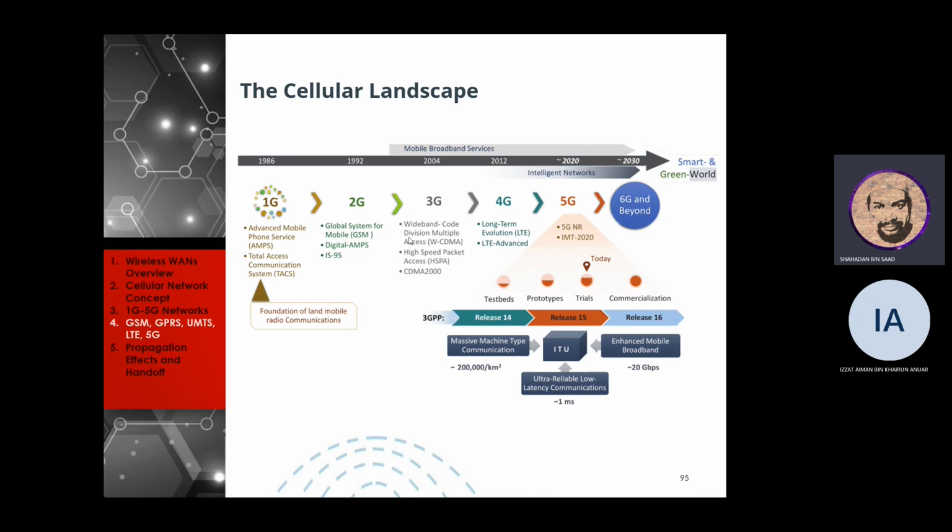So it's Wideband Code Division Multiple Access, WCDMA, for High Speed Packet Access, HSPA, and CDMA 2000. After that, in 2012 we started with 4G, and at that time there was Long Term Evolution, LTE Advanced. If we talk about 3G, we have heard HSPA, high speed, H plus. 4G we hear LTE, and 5G we have 5G NR and IMT 2020. Now it's at test bed, prototype, trial and commercialization.